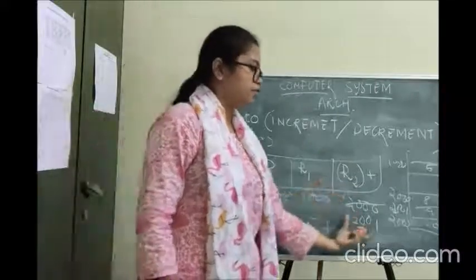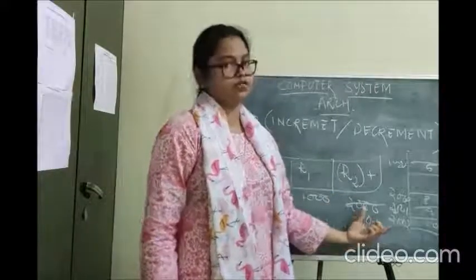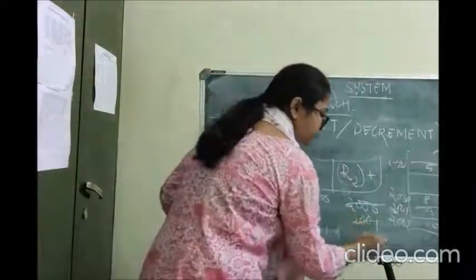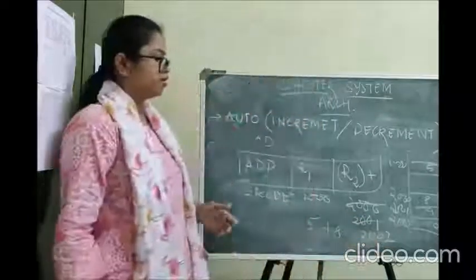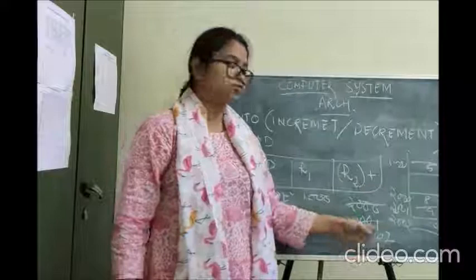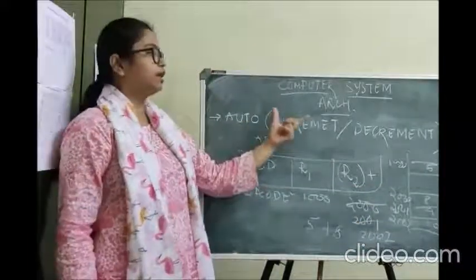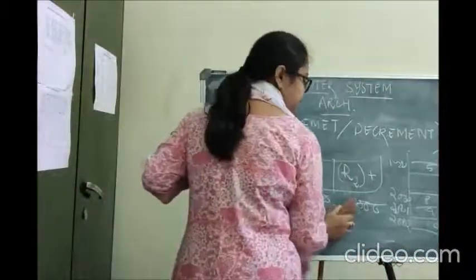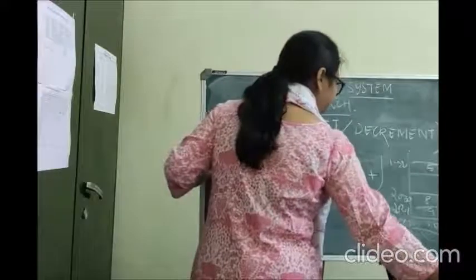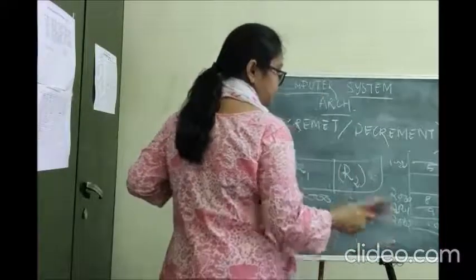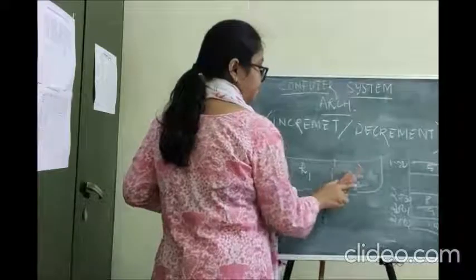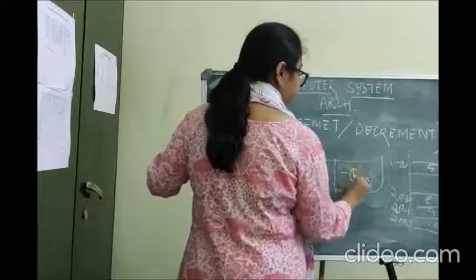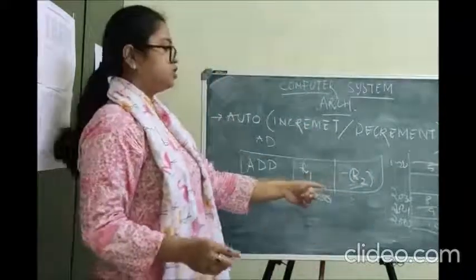Again the execution continues. This time the effective address is 2001. After the execution it repeats and is incremented to 2002, so the effective address is again changed to the next address. This way auto-increment works. What happens in auto-decrement? Same case, but we change the plus sign to minus, that is minus R2. It is decremented each time.